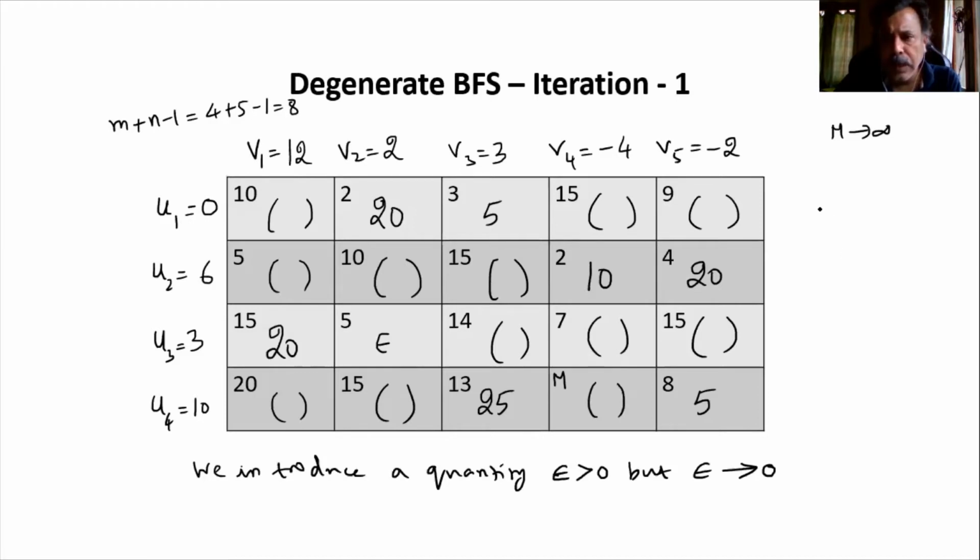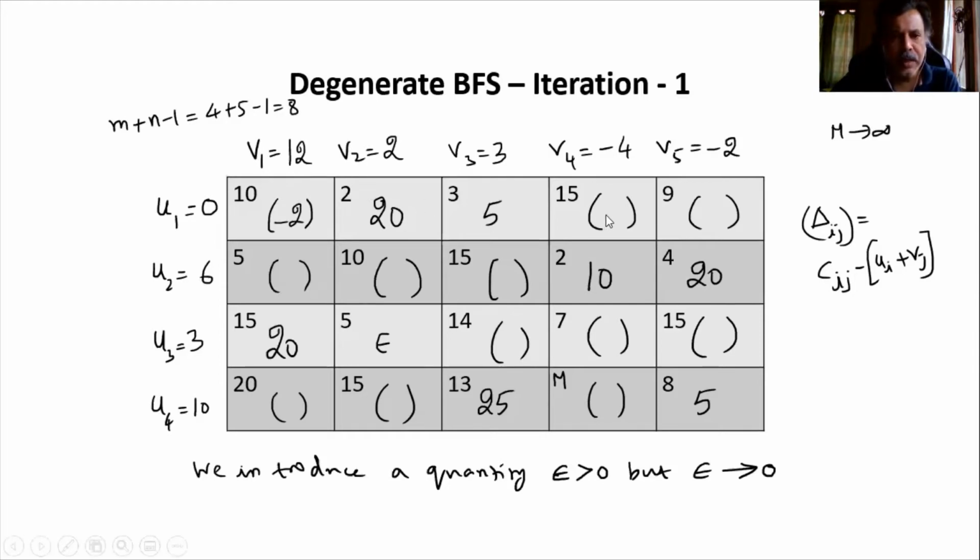So how do we calculate delta IJs within brackets? It is nothing but Cij minus of Ui plus Vj. Means we have to add the corresponding U and V and then subtract it from the relevant cost. For example, in the first case, U and V, if I add, that is 0 plus 12, it is 12. Then 10 minus 12, it becomes minus 2.